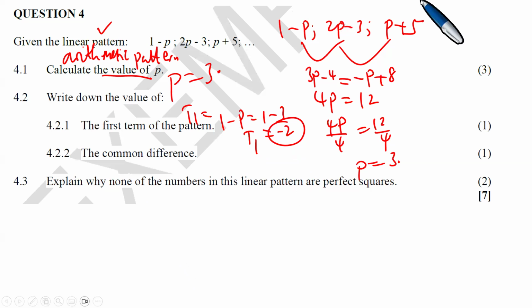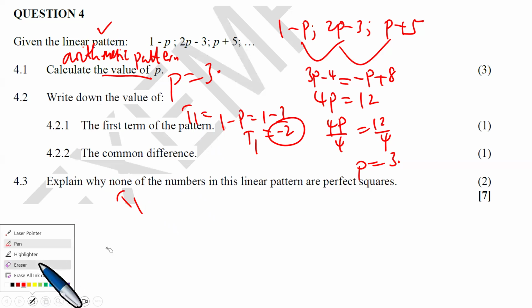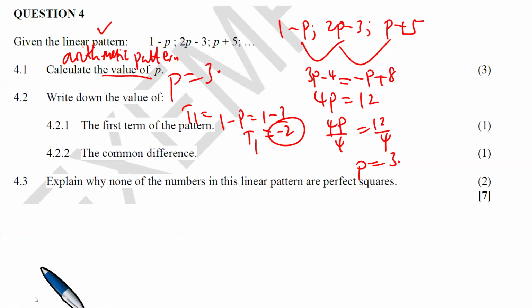In the next case, we want to write down the value of the common difference. So what is the common difference? The common difference can be seen in a couple of ways. It is the difference between successive terms of the linear pattern, or what we call the arithmetic number pattern, in which case you can find the common difference as follows. What is the second term? What is the first term? We have seen the first term.